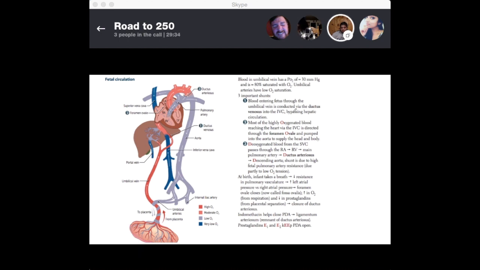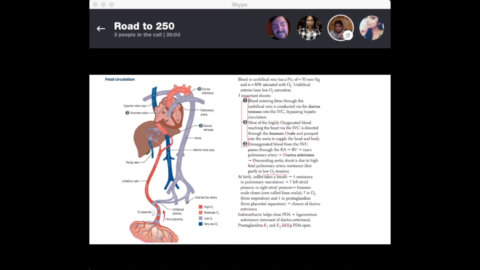And my major points that I want to cover with you guys is these three things, obviously. But majorly, deoxygenated blood from your SVC passes through the right atrium and right ventricle to the main pulmonary artery, but it bypasses via the ductus arteriosus to your descending aorta. And the shunt is due to high fetal pulmonary artery resistance due to the low O2 tension.